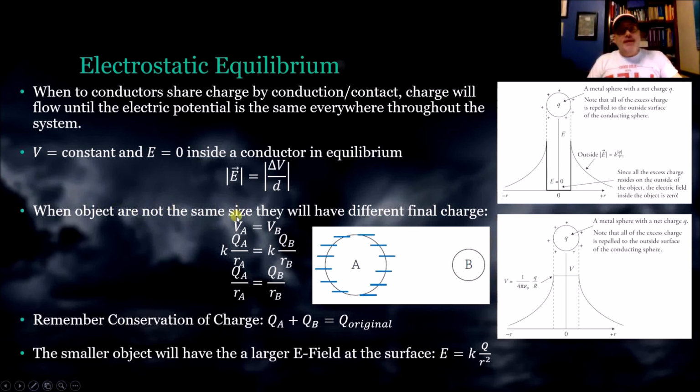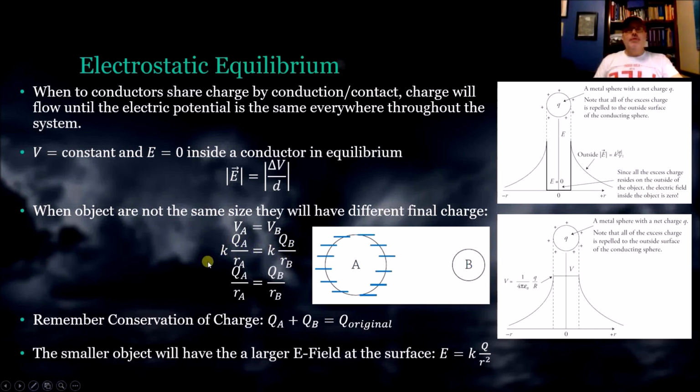When objects are not the same size, they'll have a different final charge. So here we go. Say I have two objects right here, object A and object B. Object A is charged up negative, object B is neutral. Say I touch them or connect them with a wire so that they're in electrostatic contact. Then charge will flow from A to B because these electrons don't want to be by each other. But when we think in terms of potential, charge will flow over to B until they have the exact same potential. And for a spherical object, we can calculate that with kQ over R. So kQ over R for object A and B must be the same.